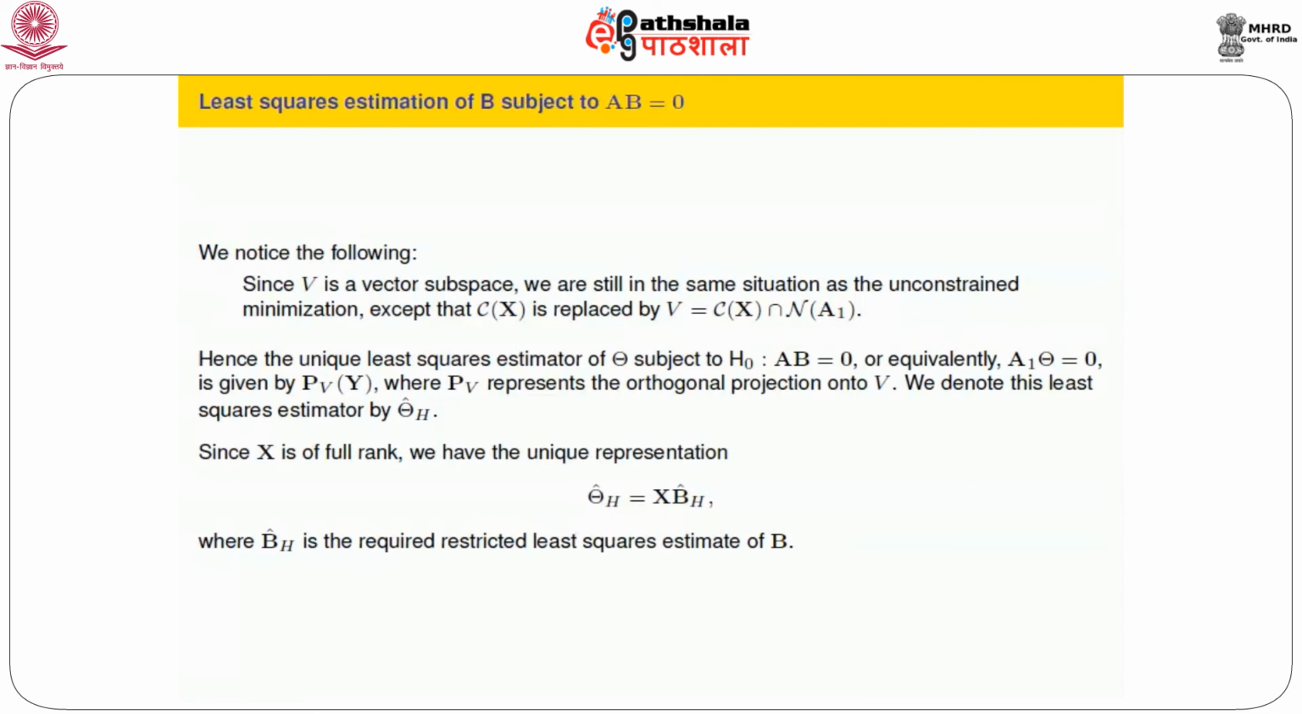Earlier we had theta hat, now we have theta hat H. Since X is full rank, we have seen that there is a connection between this theta hat H and X B H hat, or B hat H, whatever we call it. So there is a unique relationship between these two, a 1-1 relationship. If I get theta hat H, I shall be able to extract B H hat, and if I get B H hat, obviously from that we can compute theta H hat, and this B H hat is the required restricted least squares estimate of B.